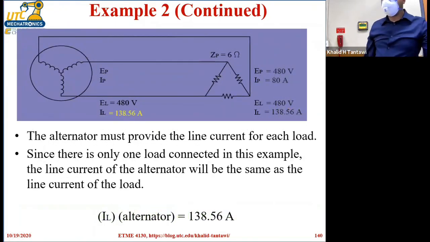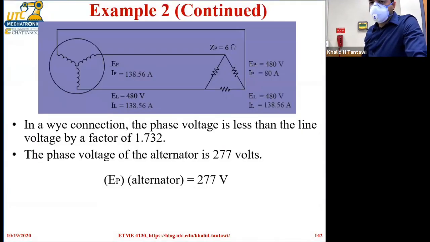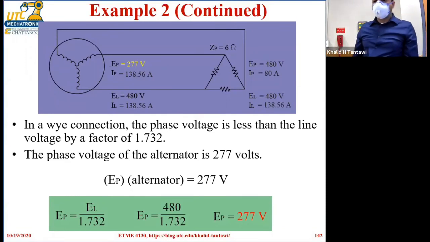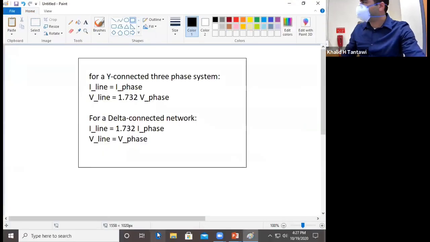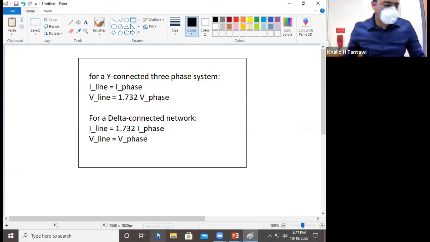Okay. Finally, what is going to be the phase current? You just divide the 480 by... Are you sure? For a Y, what is it going to be? It's going to be the same. Okay. All right, so in other words, the only thing you need to remember is this. Really, this is the rule that you need to remember for a Y and for a delta.